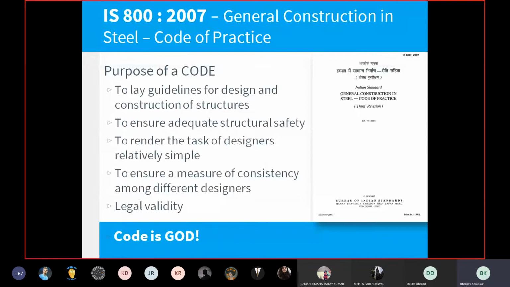So we are not going to go page by page per se, but whenever required, we are going to refer to this for giving us solutions whenever we are in problems. So I recommend that you download a copy of this. You just have to type in IS 800 2007, and it's very easy to obtain a copy of this code.